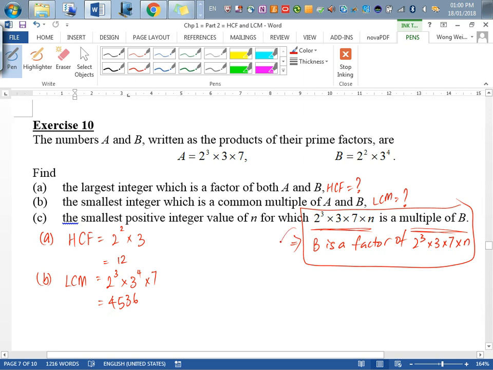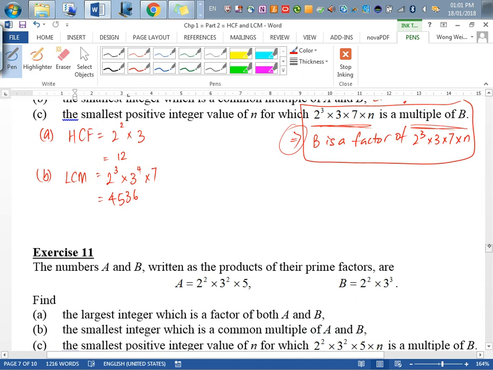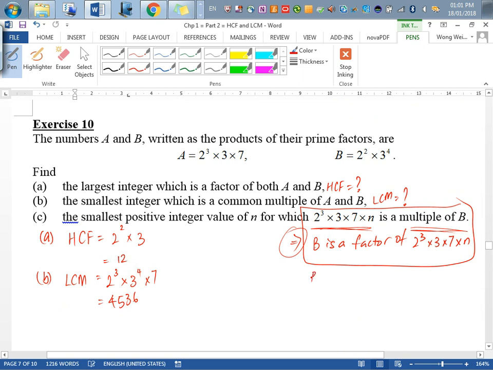That means this sign over here, when I draw 2 lines and then an arrow, that means therefore. In mathematics, it means therefore. Okay? So, therefore, b is a factor of 2 cubed times 3 times 7 times n. Make sense? Okay? Let us find out. Let us rewrite the b over here. We know that b is 2 squared times 3 to the power of 4, right? So, all of these must be found inside this number.